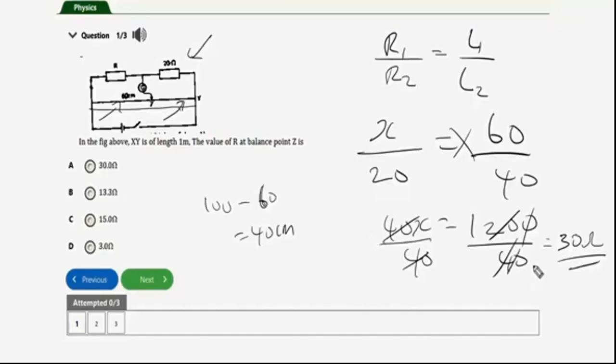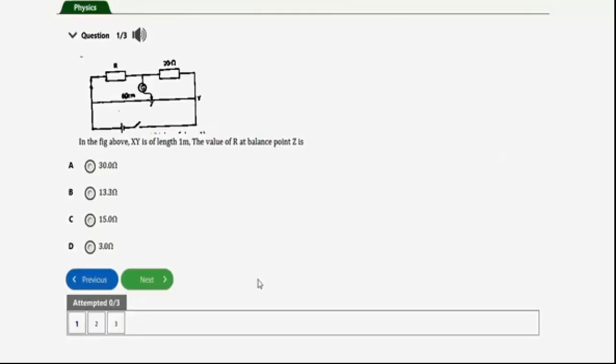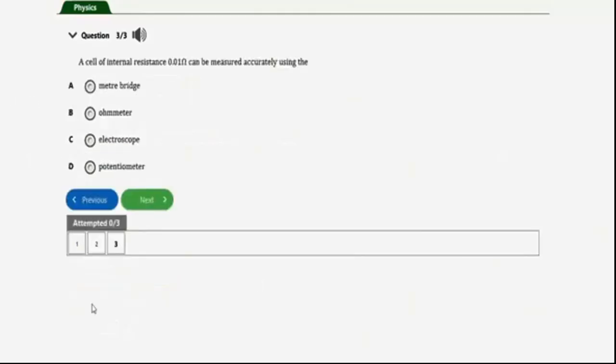Let's wipe this now and solve the next repeated question. It says a cell of internal resistance 0.01 ohm can be measured accurately using the, so the correct option here will be what? Potentiometer. Potentiometer is a device that can be used to measure a cell of an internal resistance of this value accurately.